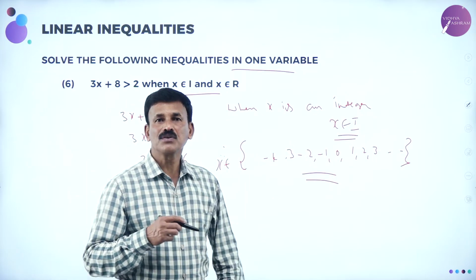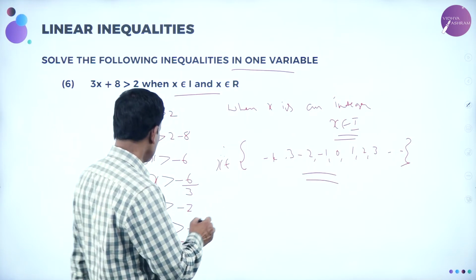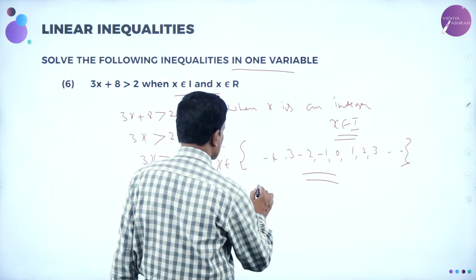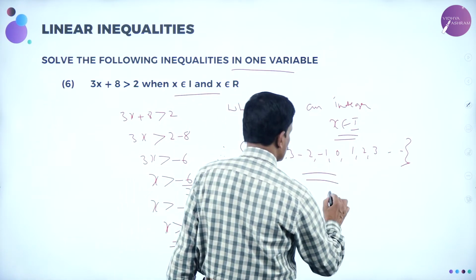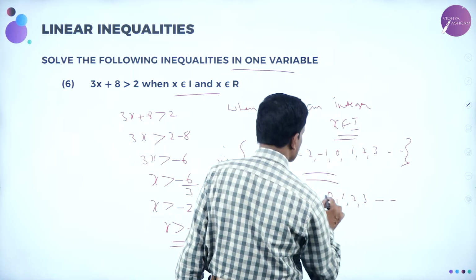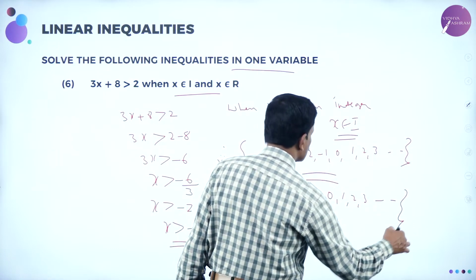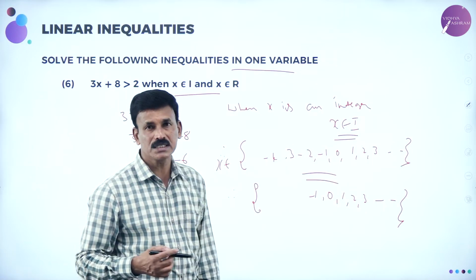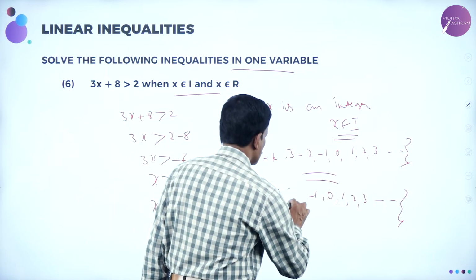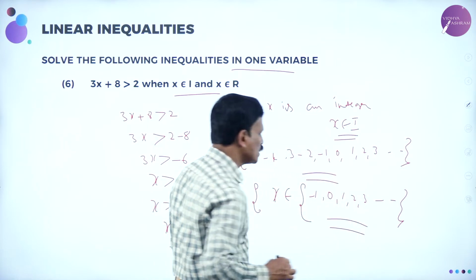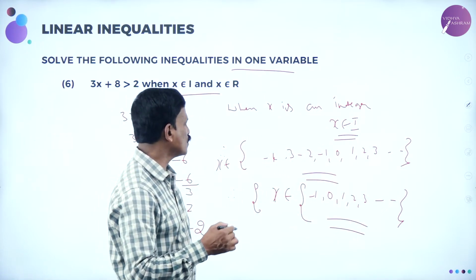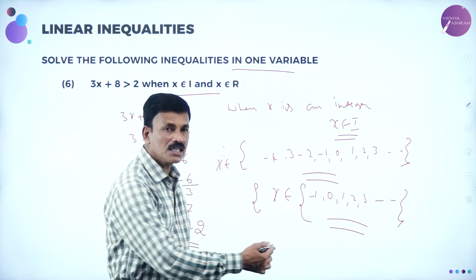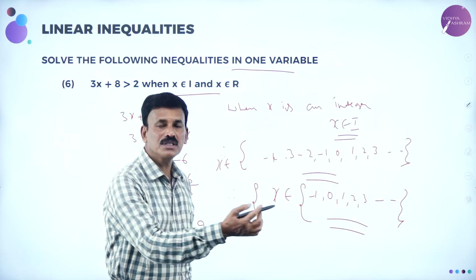Now, therefore, in this solution set, what is the condition? x is greater than minus 2. x is greater than minus 2 means the set of values is nothing but 0, 1, 2, 3, 4, etc. and minus 1. That's it. So, these are the values which come under this set where x belongs to any integer. So, x belongs to these values minus 1, 0, 1, 2, 3, etc., when x belongs to any integer.